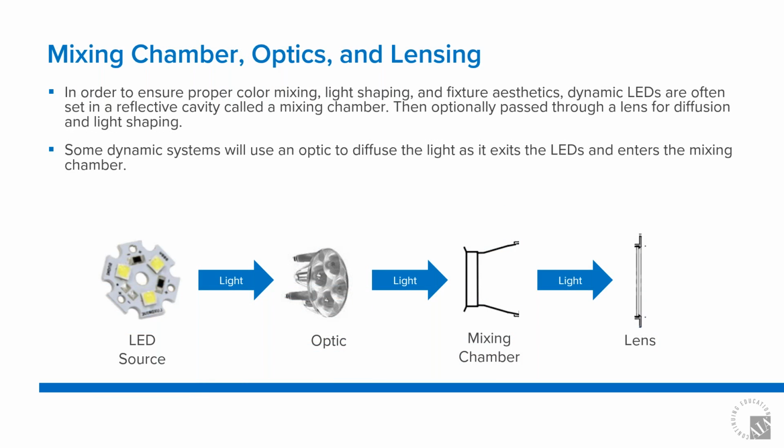The mixing chamber, optics and lensing. We've already talked extensively about the LEDs. As you know, LEDs are considered a point source, throwing light in one direction. In dynamic lighting luminaires, manufacturers use some sort of mixing chamber, optical system, and/or lensing to create smooth, uniform light emitted from the luminaire. A mixing chamber is always required to make sure all of the colors of the light are properly mixed.